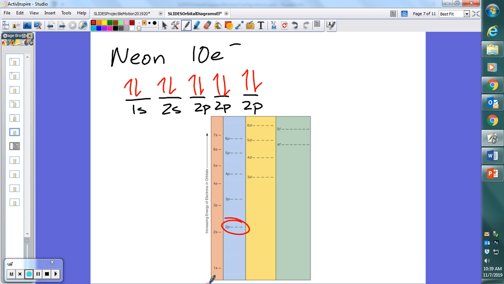So now that all of the 2p orbitals are completely full, we go back to the chart and ask, where do we go next? What's the lowest energy orbital that we come across? 3s is closer to the bottom than 3p is, even though it's one column over, right? So 3s is going to be the next one that we go to.